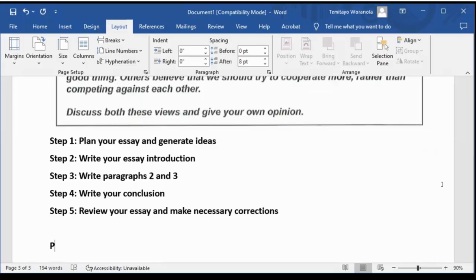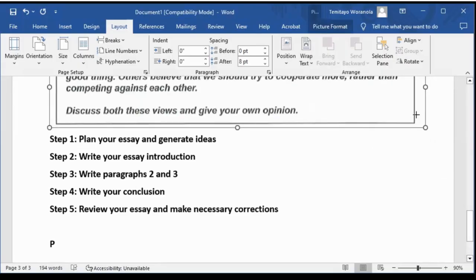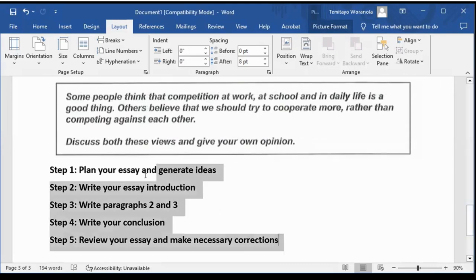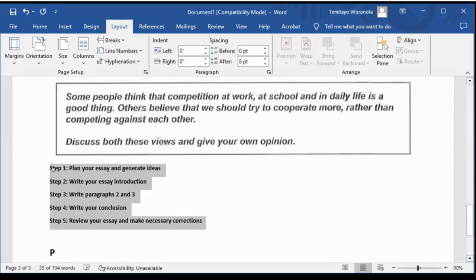I'm going to look at my essay question and I will ask myself, what is expected of me? That's going to help me. If I don't answer that question, there's going to be a problem when it comes to planning my essay. Okay, so look at this essay question here. Some people think that competition at work, school, and in daily life is a good thing. In other words, some people think that competition is a good thing. That's the view of some people. Other people believe that we should try to cooperate more. In other words, some people say competition is good. Other people say cooperation is better. Those are the 2 viewpoints presented in this essay question.